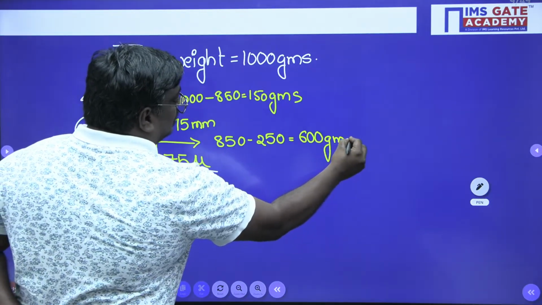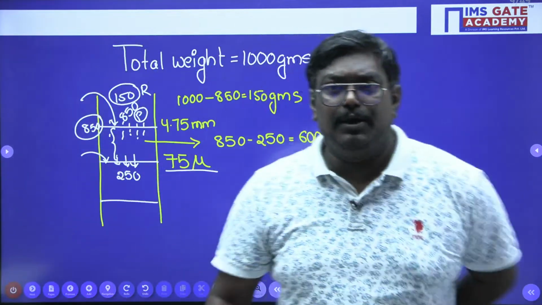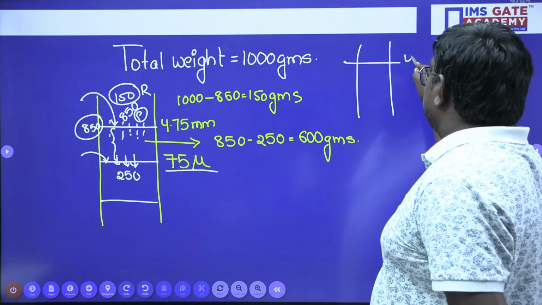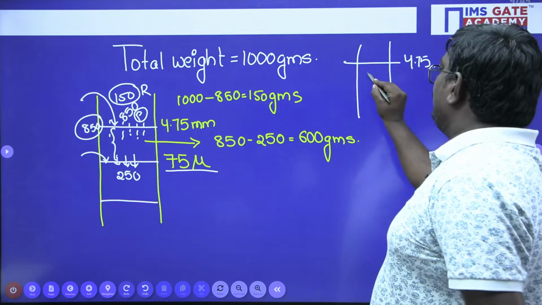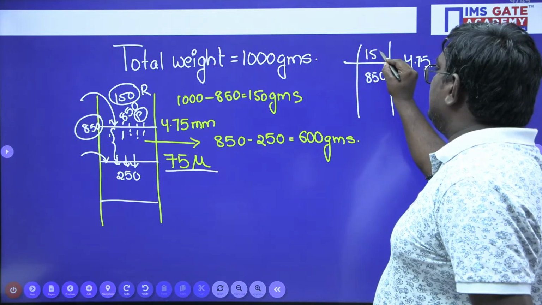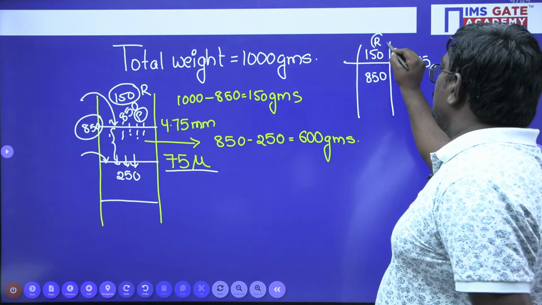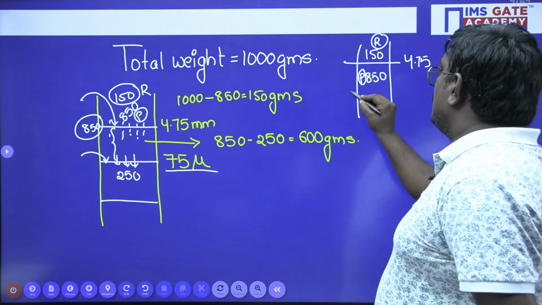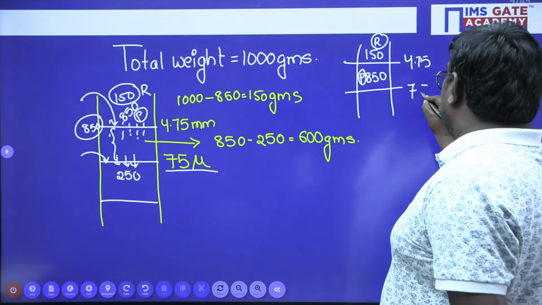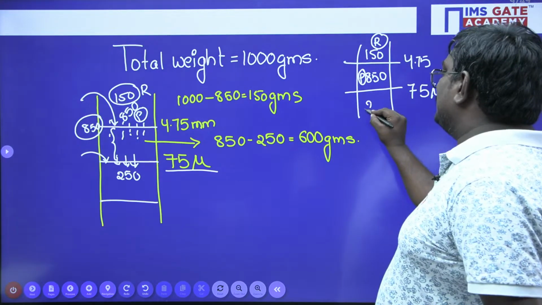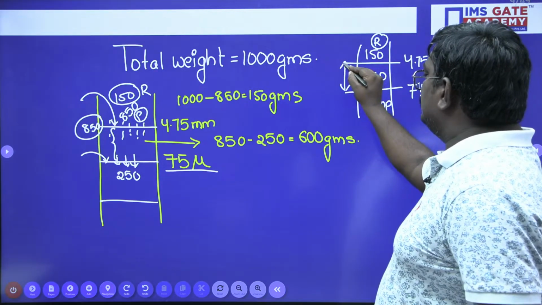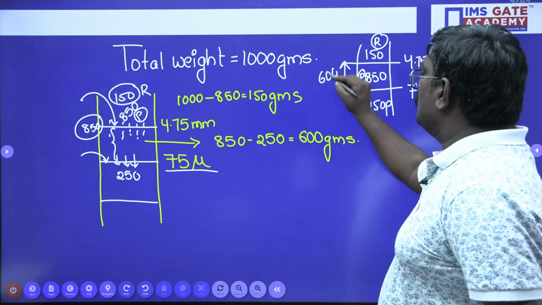See students, I am clearly telling you, there is a sieve, in that 4.75 mm sieve, 850 grams was passing here. So 150 is retained here. This is the retained value and this is the passing value. And in this passing, out of 850, if you take 75 micron, 250 is passing. So the retained value in between these two is 600 grams.